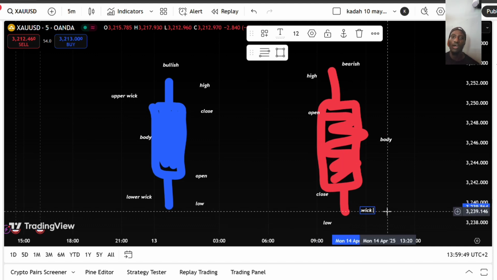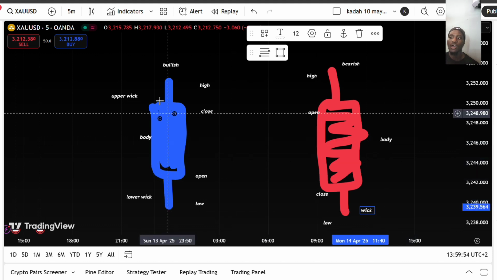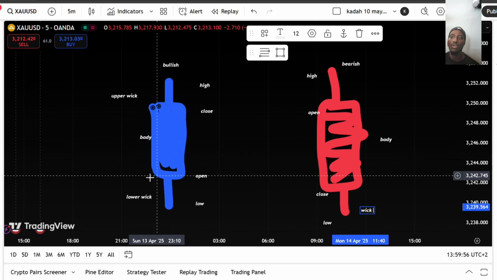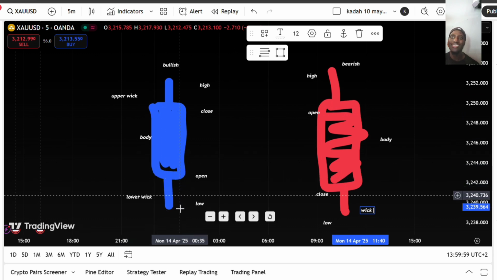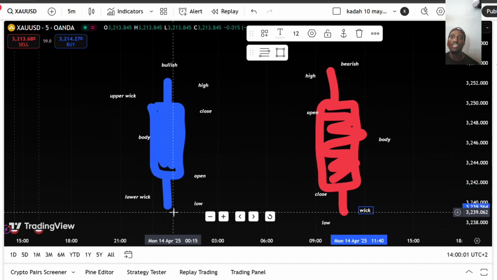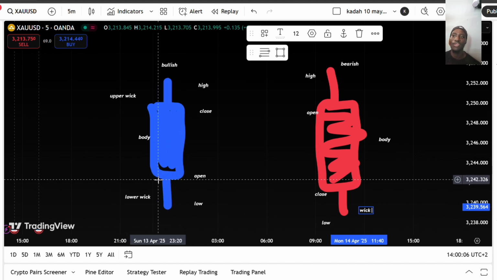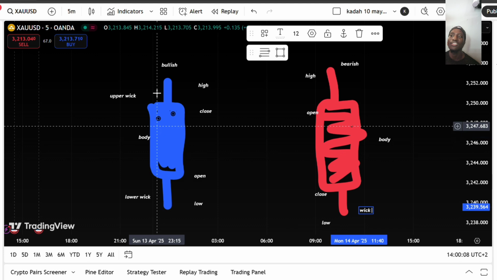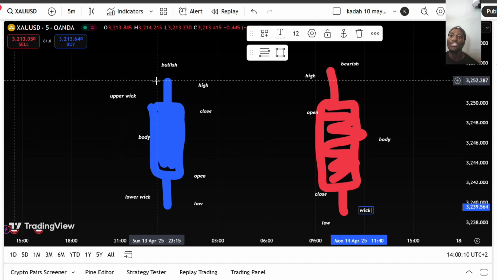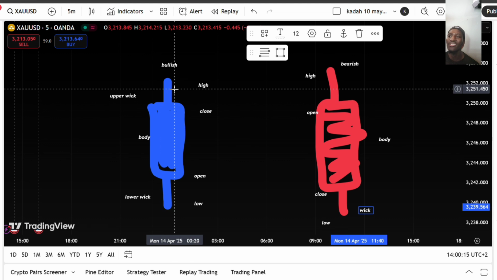Just like on a bullish candle, we have the upper wick and also the lower wick. The high of a bullish candlestick is the same as the high of a bearish candlestick, and the low of a bullish candlestick is the same as the low of a bearish candlestick. Just to summarize, on a bullish candlestick we have the high, the candle close, the open, and the low.